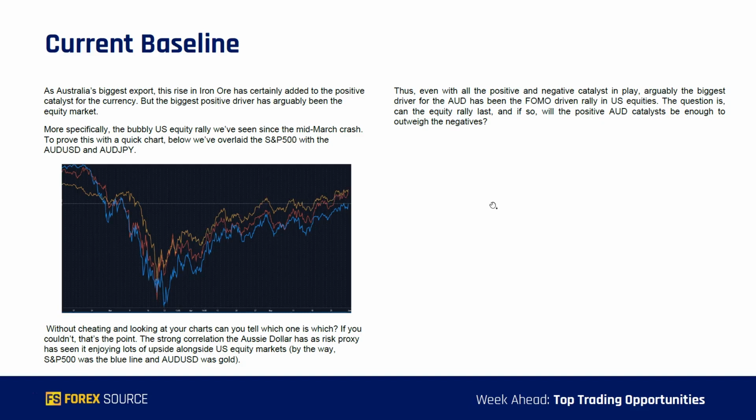So even with all the positive and negative catalysts currently in play, arguably the biggest driver for the Aussie dollar has been the FOMO-driven rally in US equities that we've seen to the upside. And the big question now is, can the equity rally last? And if so, will the positive Aussie catalysts be enough to basically outweigh the negatives in both the short and the medium term?